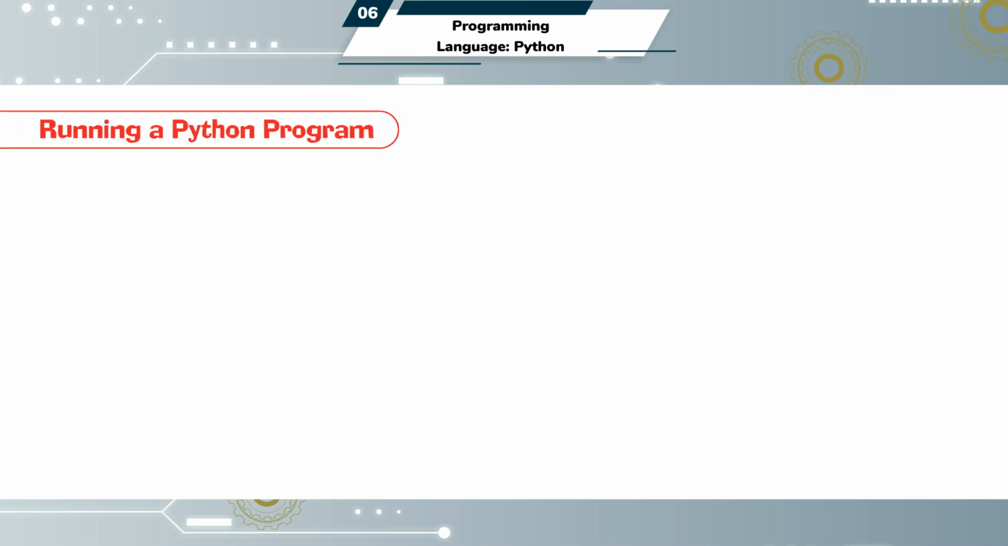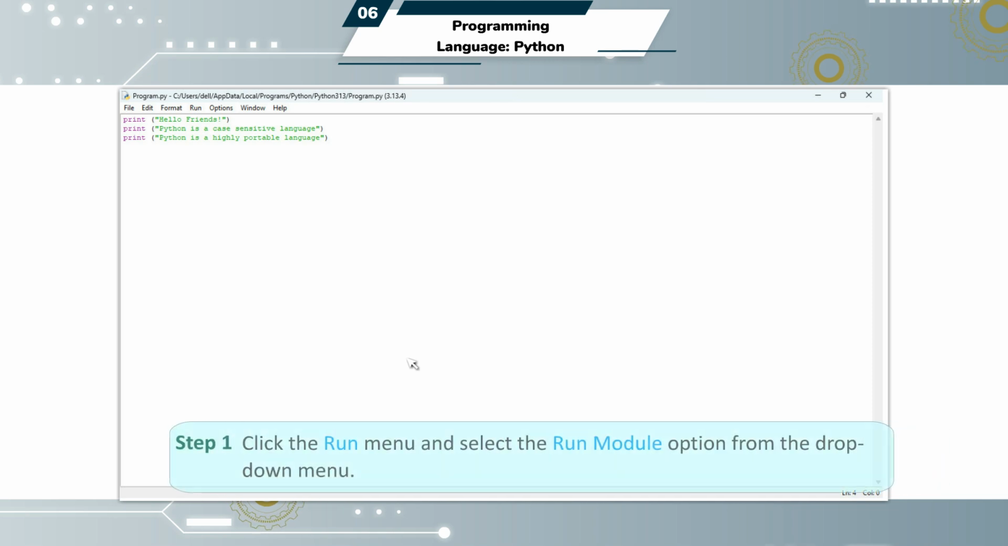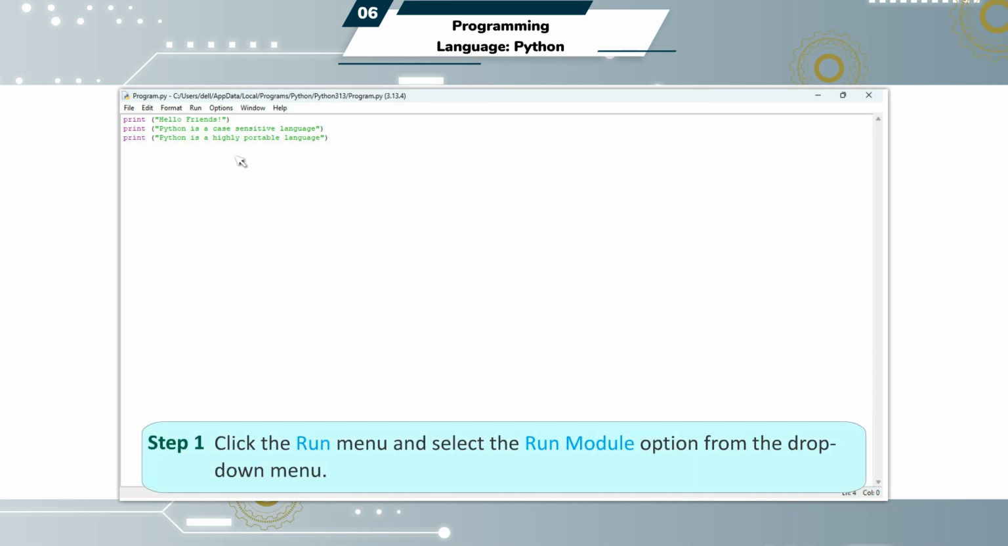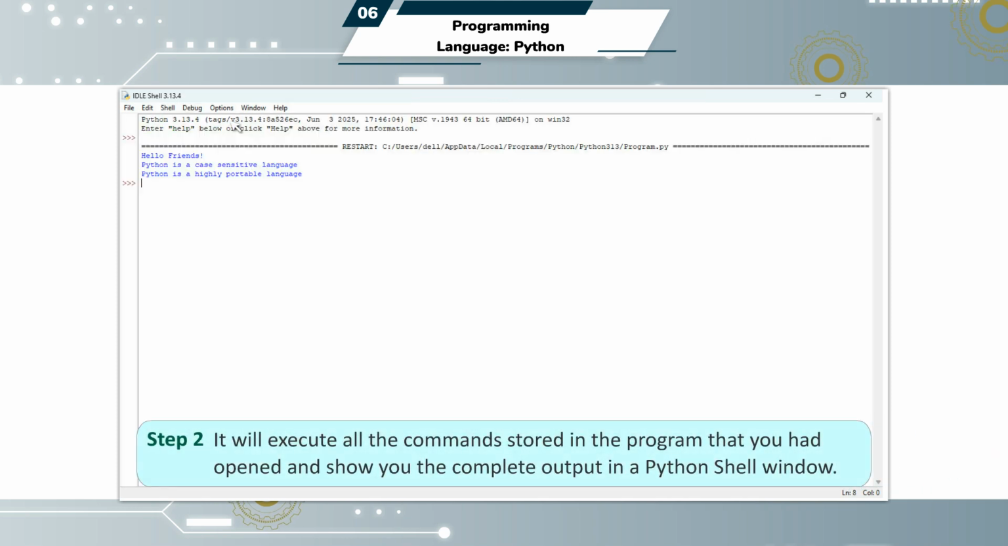Running a Python program. To run or execute the program, follow the given steps. Step 1. Click the Run menu and select the Run Module option from the drop-down menu. Step 2. It will execute all the commands stored in the program that you had opened and show you the complete output in a Python shell window.